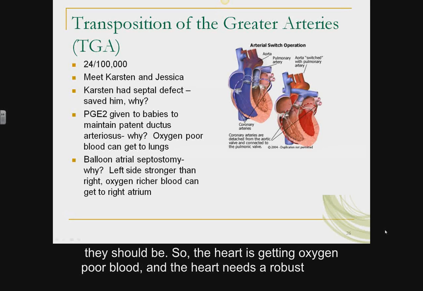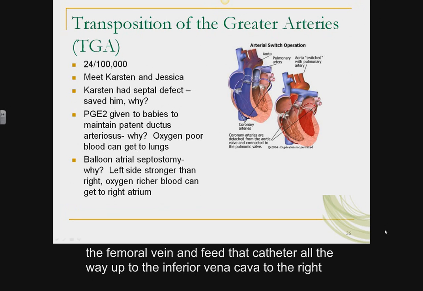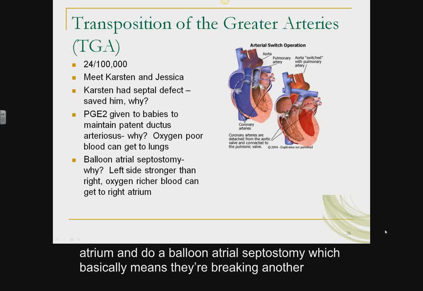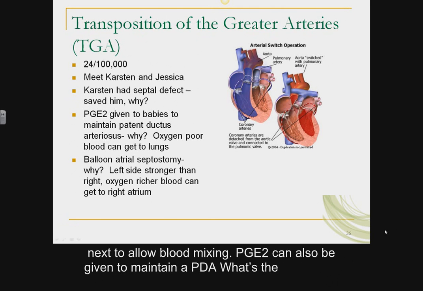So they can actually do a procedure where they insert a catheter through the femoral vein, or some other large vein near the heart, and feed that catheter all the way up into the vena cava to the right atrium and do a balloon atrial septostomy, which basically means they're breaking another hole into the interatrial wall. This is to allow blood to flow from one atrium to the next, to allow more blood mixing. Prostaglandin E2 can also be given to maintain a patent ductus arteriosus.